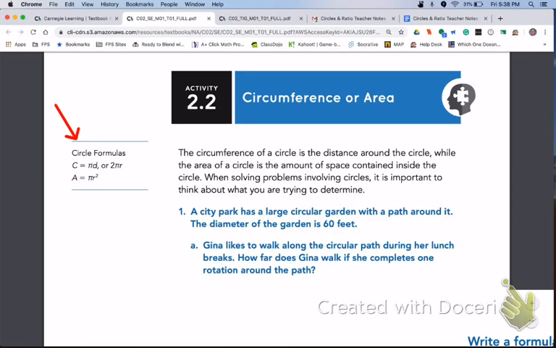Please turn to page 24, Activity 2.2, Circumference or area. The circumference of a circle is the distance around the circle, while the area of a circle is the amount of space contained inside the circle. When solving problems involving circles, it is important to think about what you are trying to determine. Please answer number 1, 2, and 3 with your group.